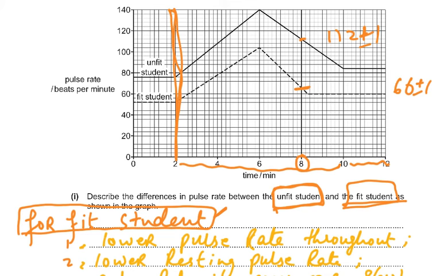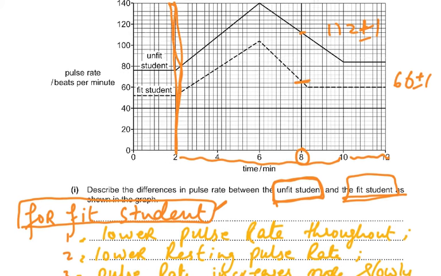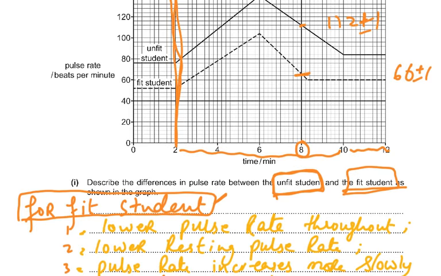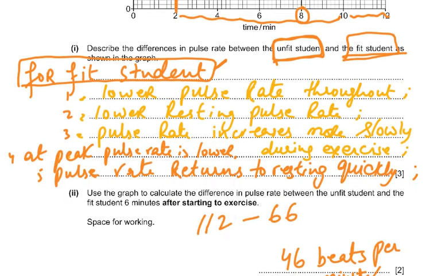So please write that the fit student had a lower pulse rate throughout, had a lower resting pulse rate, pulse rate increases more slowly, peak pulse rate is lower, and pulse rate returns to resting quickly. So there was a time frame in which it was returning to it quickly. Now these were the points you had to look for from the graph. There's no prior information that you had to know.